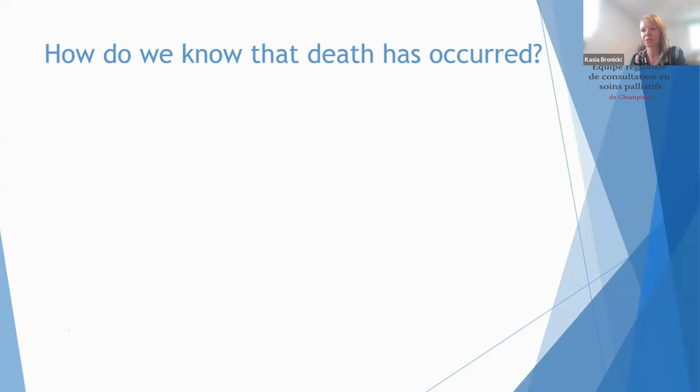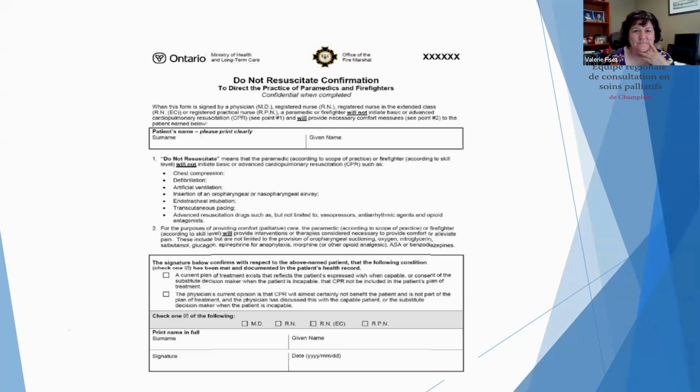How do we know death has occurred? Seems like a very straightforward question, but how do we confirm this? Any thoughts? I'm thinking cessation of breathing. Yeah. Shannon says a lack of pulse, not being able to auscultate any heartbeat. Exactly.